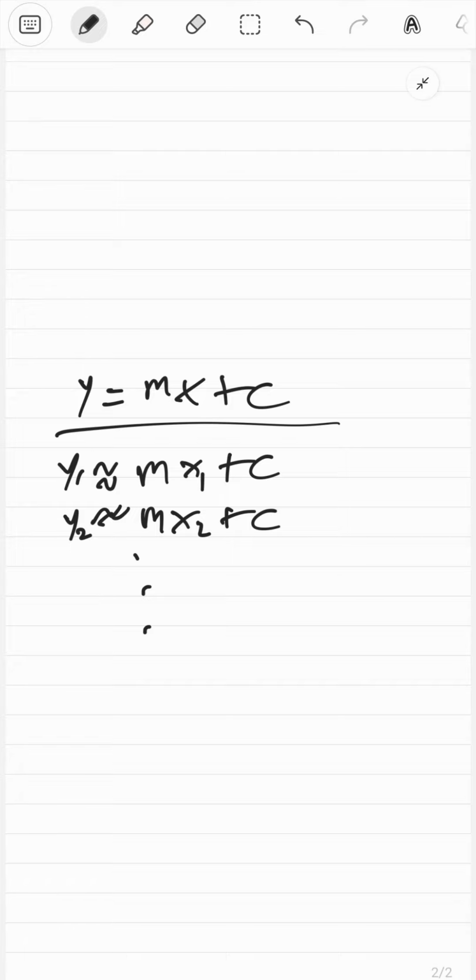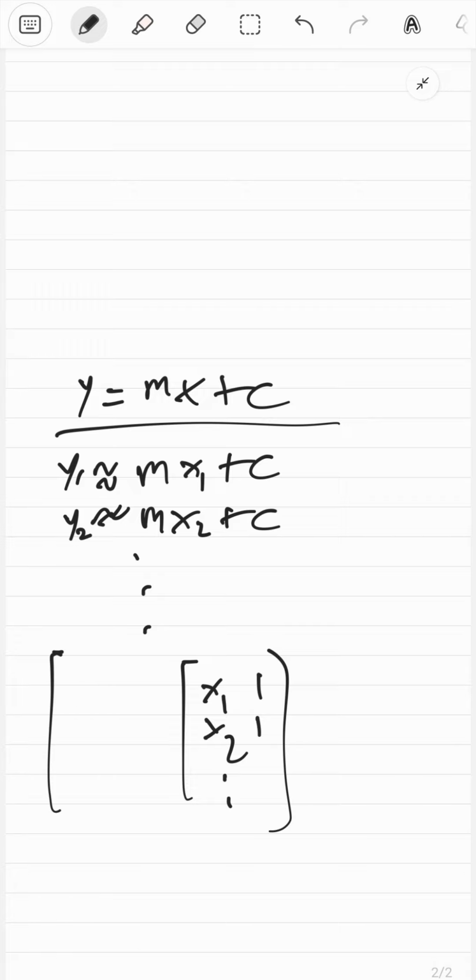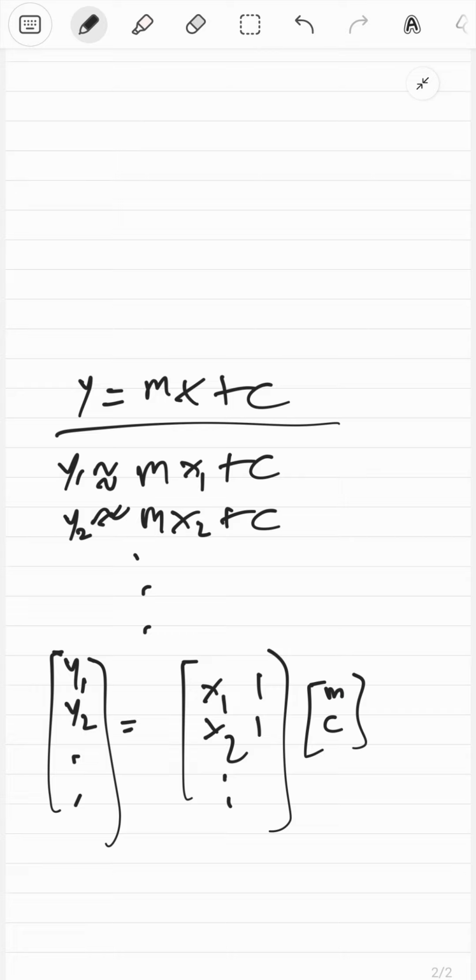So the model basically trains on some data set. Our data set in this case is just this capital X matrix, which is x1 1, x2 1, and so on, and then this y vector, so just y1, y2, and so on. And essentially your model is that you multiply this by the vector mc, and that should give you approximately this thing. Whichever mc gives us the best approximation, that's the optimum parameters for our model.